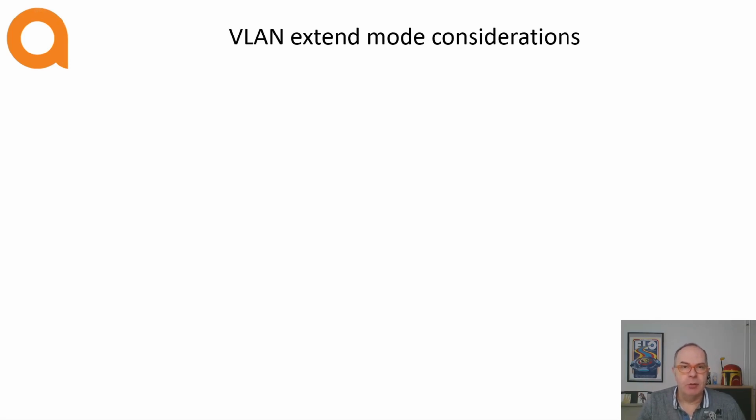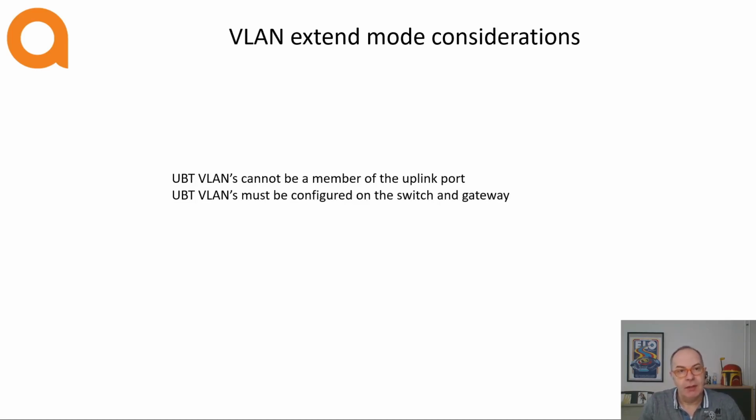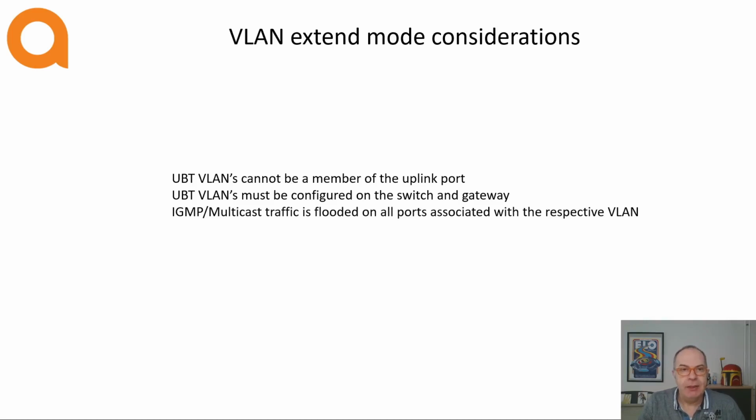Now let me go through extend mode. We know the advantage of this feature, but there are also some considerations to be aware of. Because the VLAN is used for tunneling, this VLAN cannot be a member of the uplink port. Another consideration is that the VLANs that are used for UBT have to exist in the configuration on the switch and on the gateway. And IGMP multicast traffic is flooded on all ports associated with the respective VLAN. To understand the last consideration, you need to know the behavior of multicast and broadcast traffic when using extend mode as opposed to local VLAN mode.